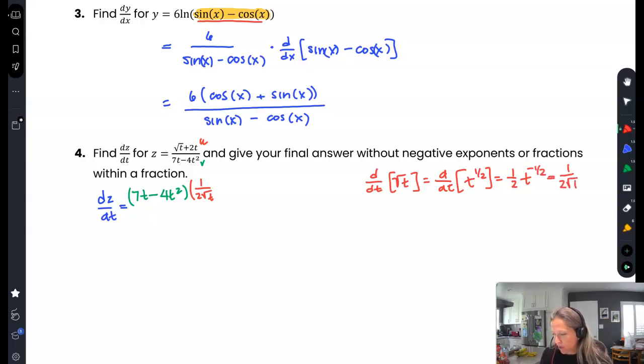At some point, before you head in to Calc 2, Calc 3, you probably want to have this memorized as opposed to doing all this work to rewrite it as a fractional exponent. But that's what we ended up with. A lot of you were missing the 1/2. You did get a t to the negative 1, but you didn't have a 1/2 for some reason. I'm not sure what happened there.